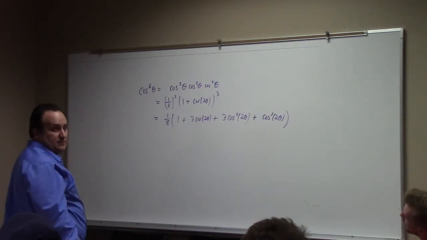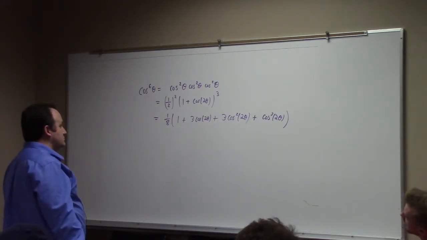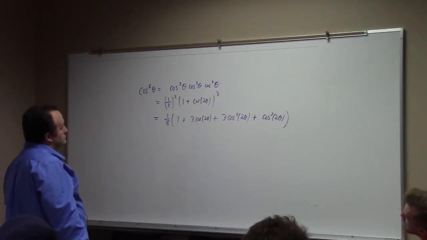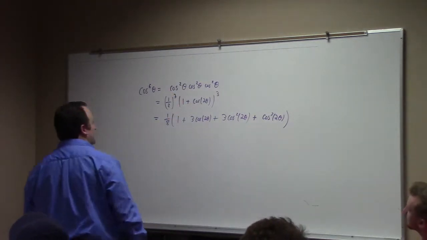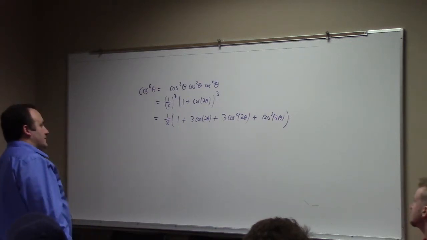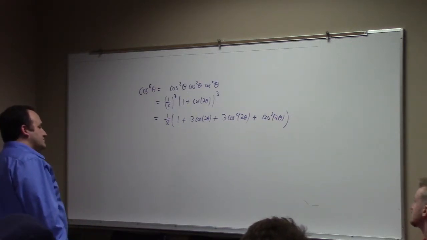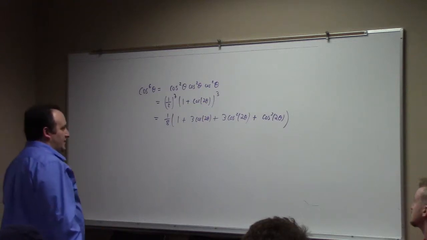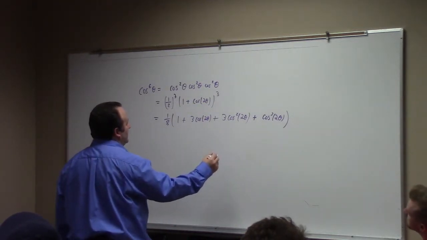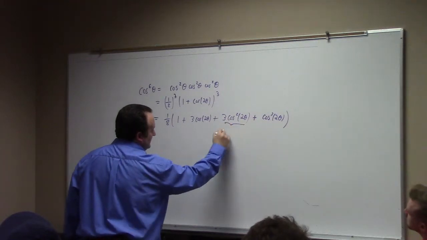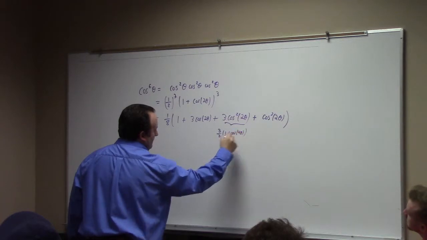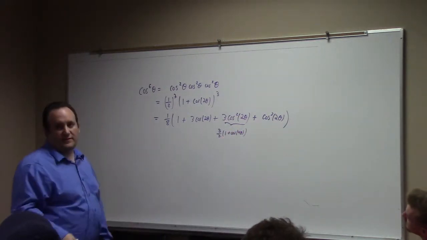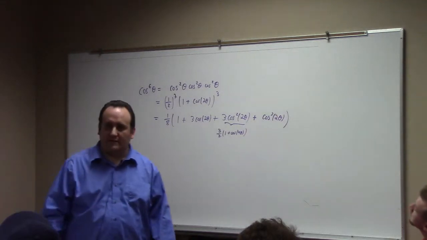What's that? That should really be a 3. So, yeah. And then, of course, this right here is 3/2 of 1 plus the cosine of 4 theta. And then the cosine cubed we can integrate in a way similar to the way we integrated sine cubed yesterday.